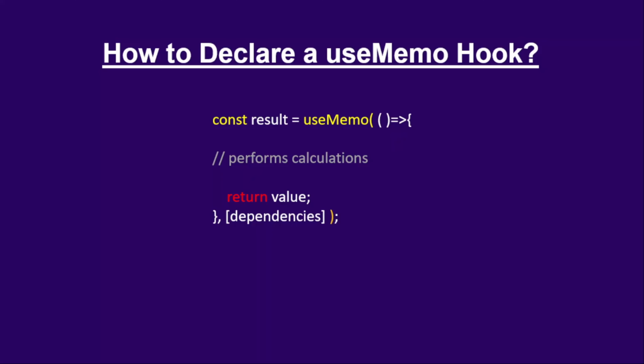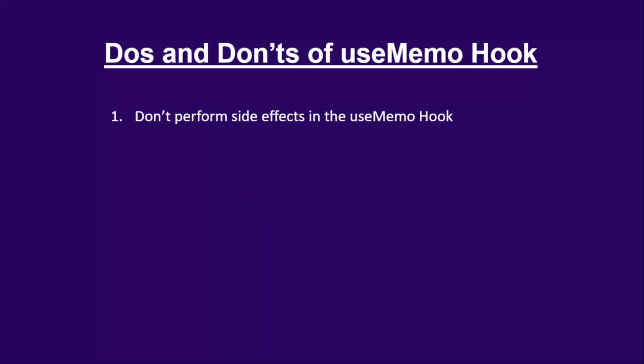So the next thing I'm going to be talking about are the do's and don'ts of the useMemo hook. The first thing is don't perform side effects in the useMemo hook. The useMemo hook is not used for performing side effects such as fetch or event listeners. Don't call your API in the useMemo hook. This is not the job of the useMemo hook.